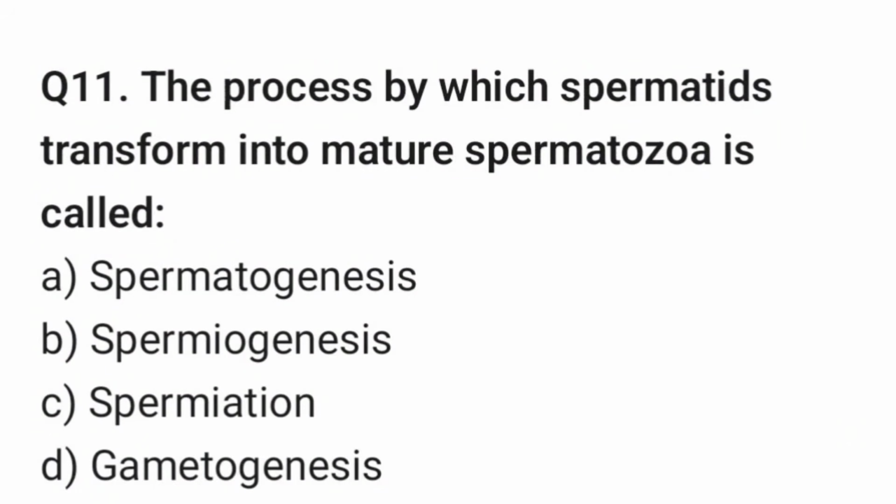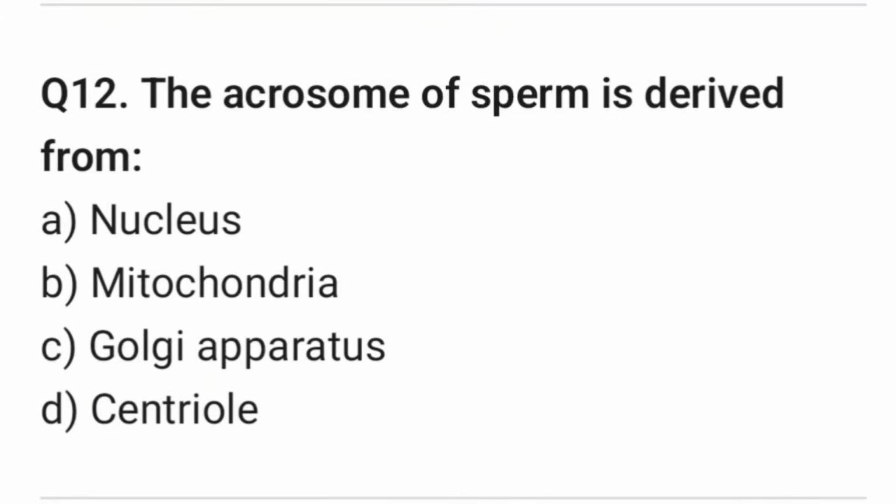Question 11. The process by which spermatids transform into mature spermatozoa is called. Right answer is option B. Spermiogenesis. Question 12. The acrosome of sperm is derived from. Right answer is option C. Golgi apparatus.